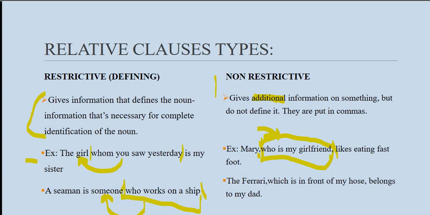Let's look at another example. The Ferrari, which is in front of my house, belongs to my dad. So if we delete the non-defining relative clause, it means the Ferrari belongs to my dad, and it still means there is a Ferrari and it belongs to my dad. So here, the non-defining relative clause gives extra information about the noun, as you can see in the example.